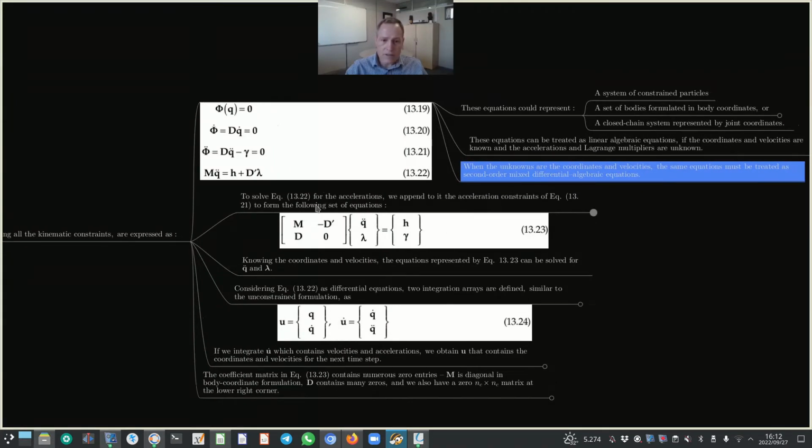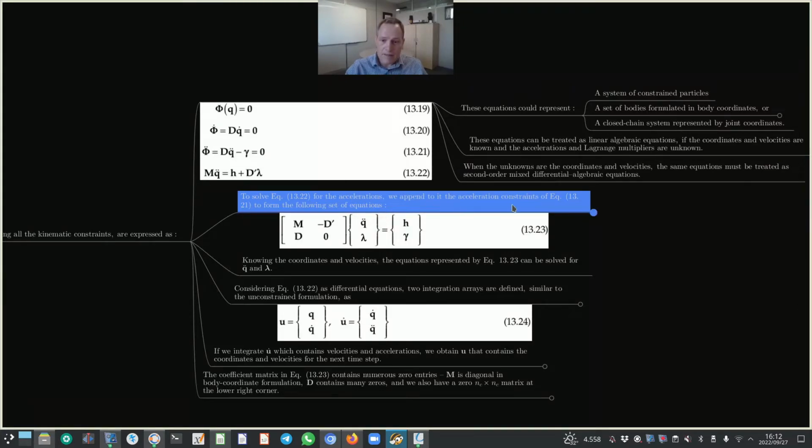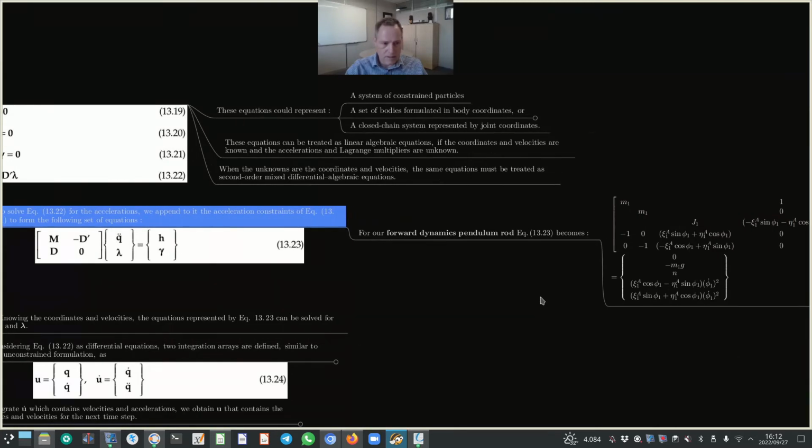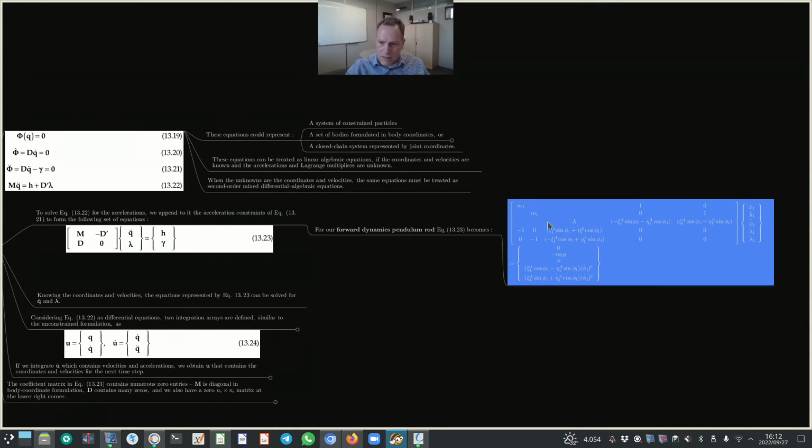Okay, so to solve equation 13.22 for the accelerations, we append it to the acceleration constraints of equation 13.21 to form the following set of equations given by equation 13.23. Now for our forward dynamics pendulum rod, equation 13.23 becomes what is given here. So it's the compounded matrix consisting of the mass or inertia matrix, then the transpose of the Jacobian, over here is the Jacobian matrix, and then a 2 by 2 zero matrix completes this matrix on the left. We have the centroidal accelerations x1 double dot, y1 double dot, phi1 double dot, and the Lagrange multipliers lambda 1 and lambda 2.